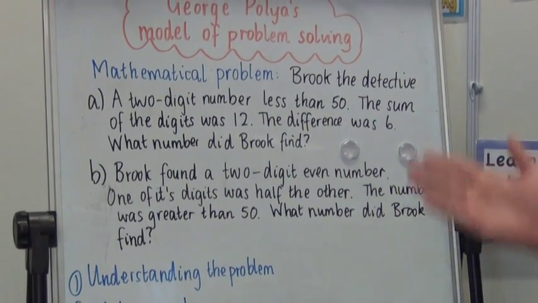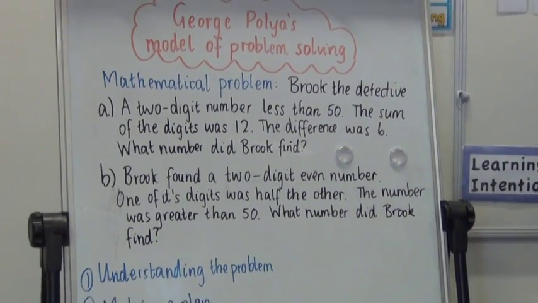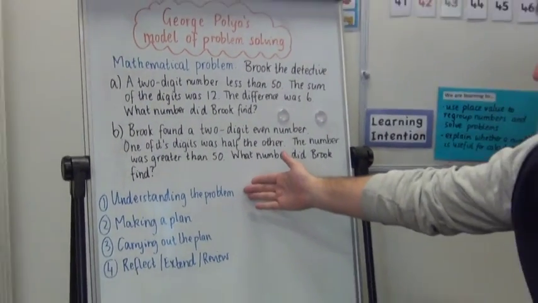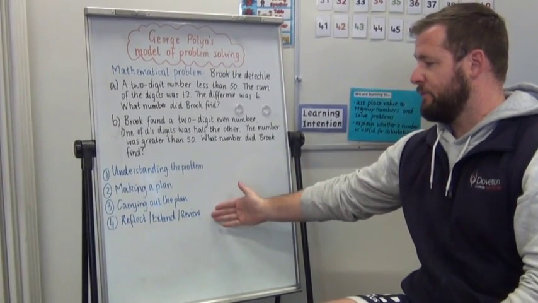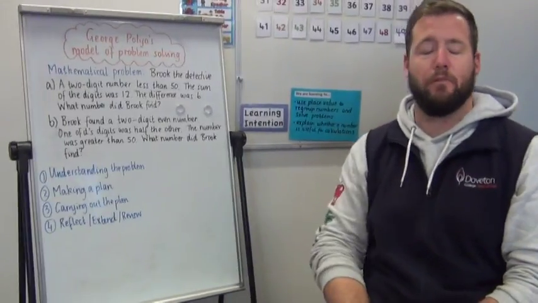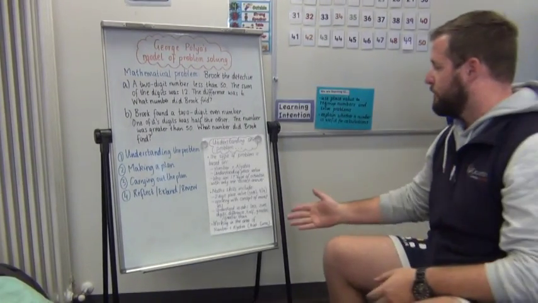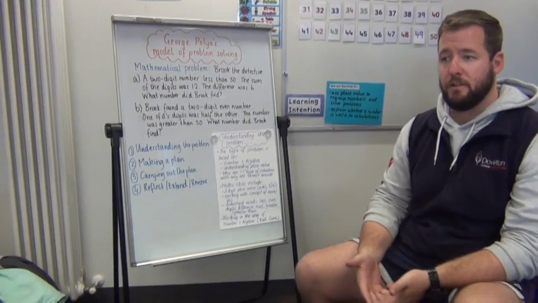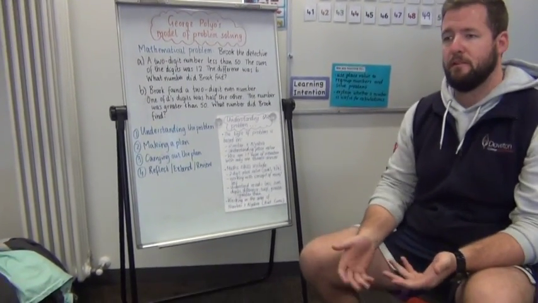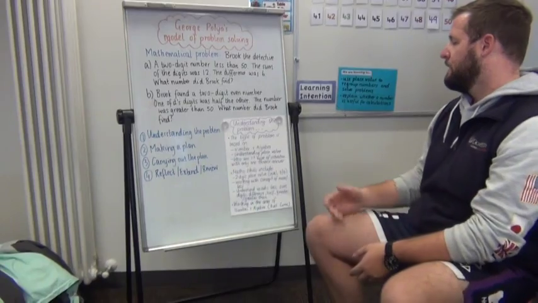First of all, we need to look at George Polya's model of problem solving, where we are understanding the problem, making a plan, carrying out the plan, and then later on reflecting, extending and reviewing. So, look at this problem. The type of problem is based on number and algebra through the Australian curriculum, which has a lot of different areas, but today we're going to be focusing on that.